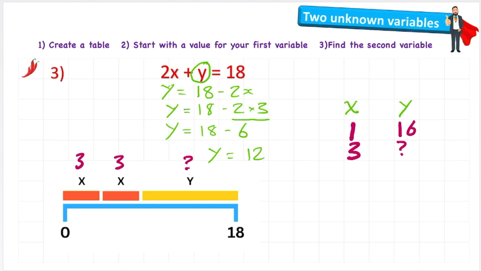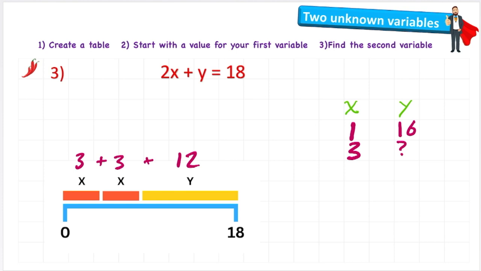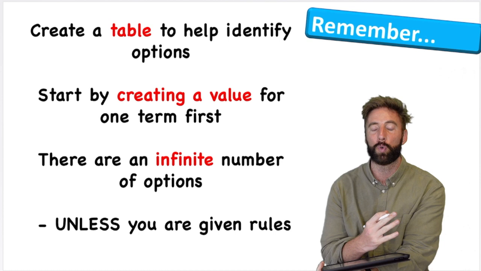Let's check it by replacing the question mark with a 12 and then adding them together. 3 plus 3 is 6 plus 12 equals 18. Got it right again. And again, for this example, there would be infinite possibilities that could be used as variables. So there you go. That is how to find the value of variables when we have two unknown variables in an equation.